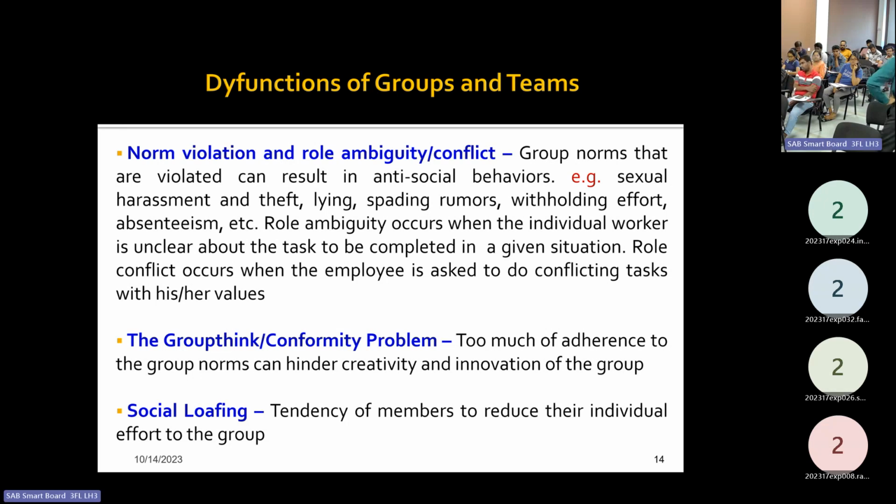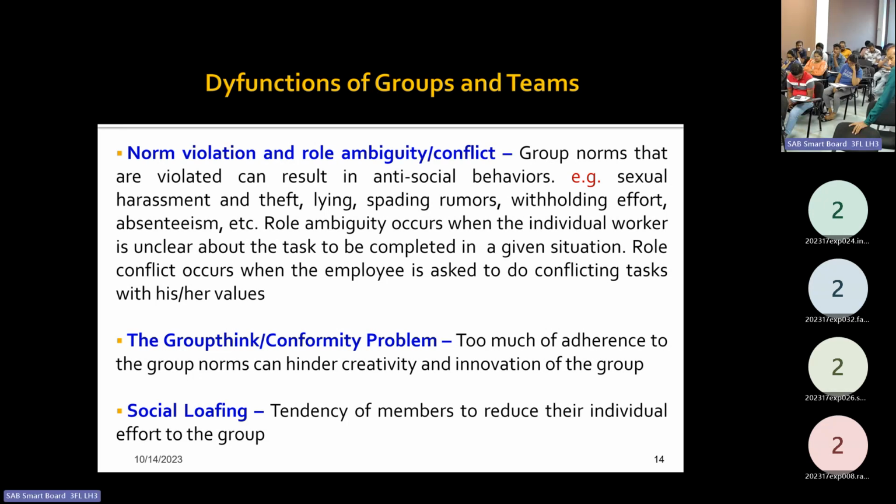Right. It is another barrier, one major barrier. As examples, even managers can engage in these, not only the workers. Engage in sexual harassment, theft, lying, bullying, spreading rumors, withholding effort, high absenteeism. Right. Those are antisocial behaviors. All happen with the norm violation, group norm violation. It is one massive dysfunction of groups and teams.